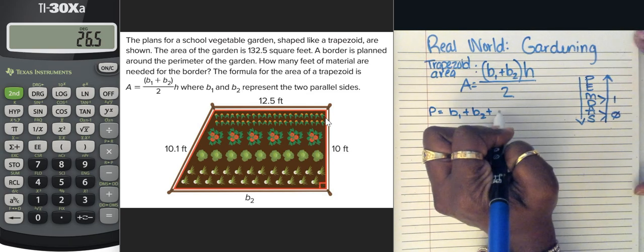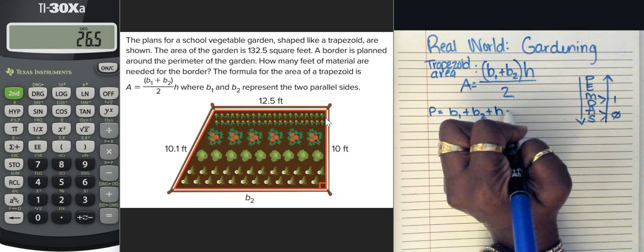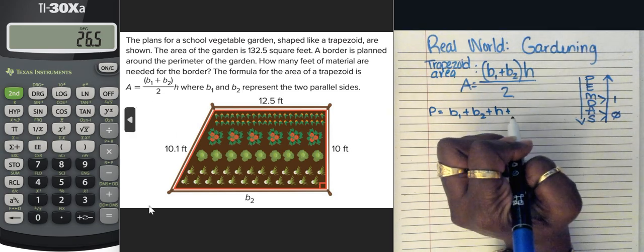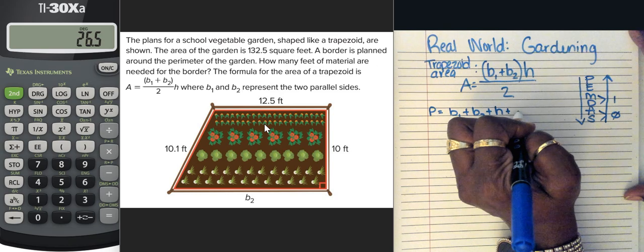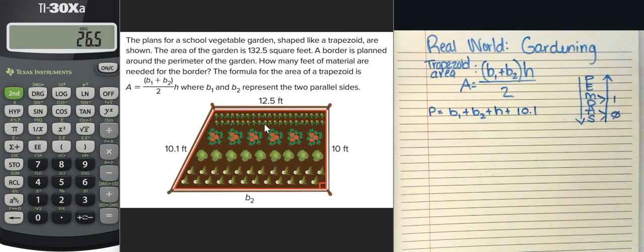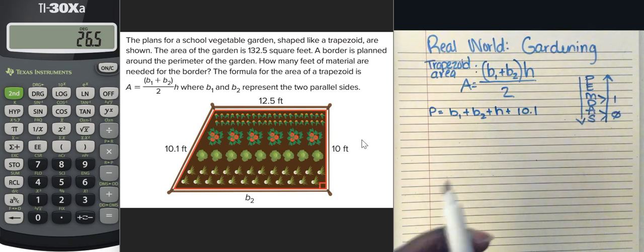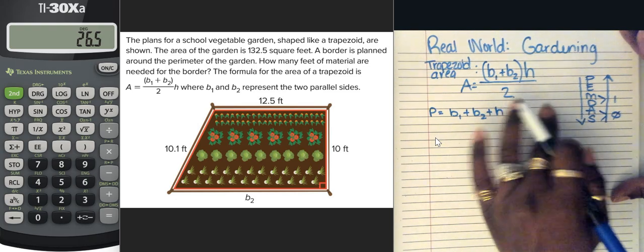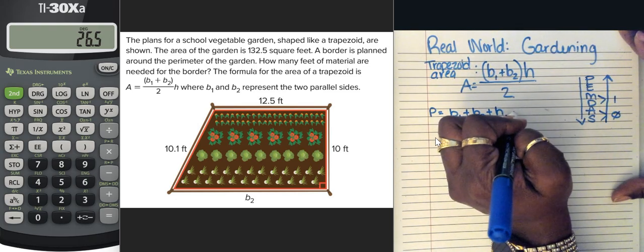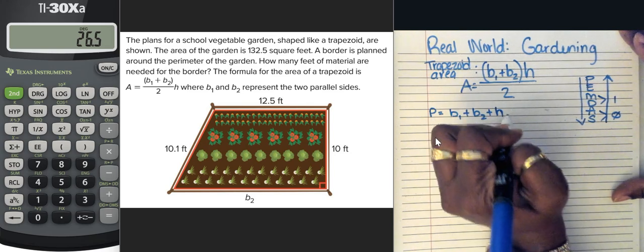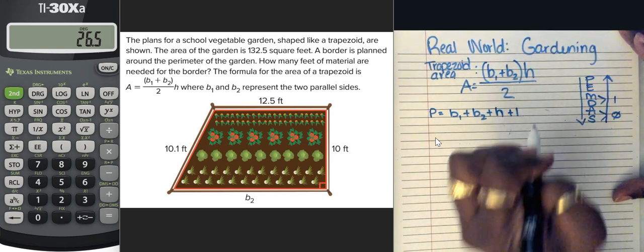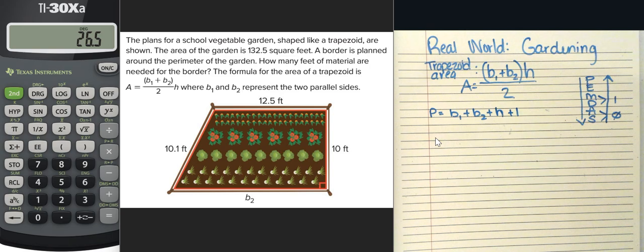So we're going to say our height, and then our other leg is going to be the 10.1. Let me just say H1 and H2, height, and then I'll just say leg. All right, so those are the four sides. We need to know all of that to figure out how much material we need.